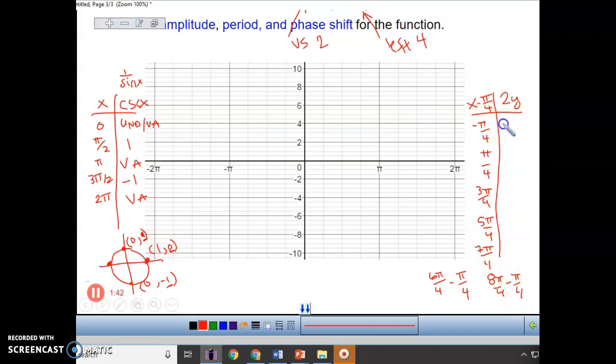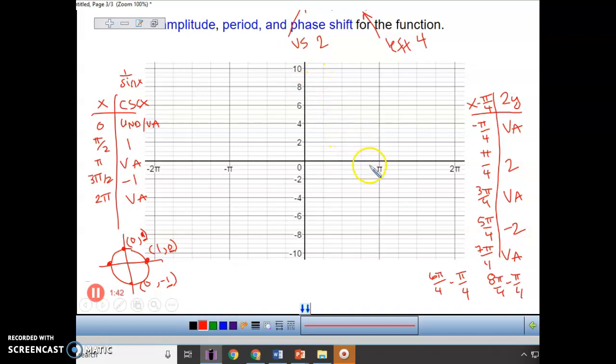You can't double a vertical asymptote. That just simply means my vertical asymptote will be at negative pi over 4. There will be another one at 3 pi over 4, and then another one at 7 pi over 4. If I double 1, I'll get 2. Double -1, I'll get -2. So these are the values that I will graph.